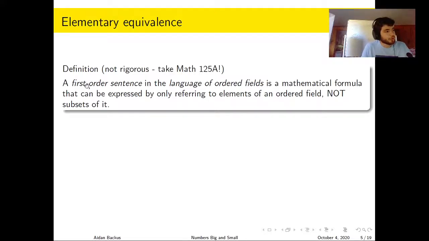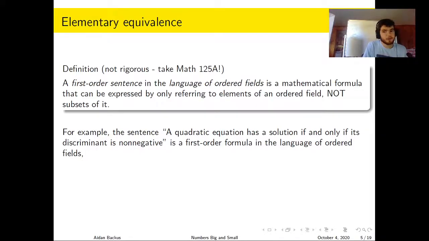The term first order can be made into the term nth order by saying a zeroth order sentence doesn't refer to anything. A first order sentence refers to elements. A second order sentence refers to sets. A third order sentence refers to sets of sets. A fourth order sentence refers to sets of sets of sets, and so on.